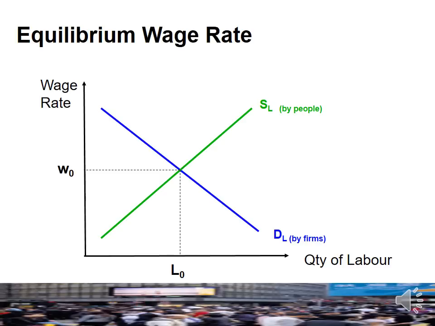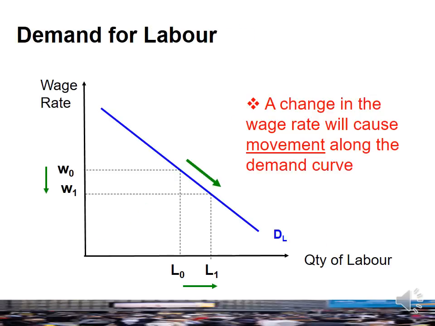Now, as usual, we have movement and shift. A movement is caused by a change in the wage rate, and this will lead to a change in quantity demanded of labor. It depends on whether the wage rate is higher or lower. In this case, when the wage rate is falling, you see an increase in the quantity demanded of labor. That means when wages are cheaper, companies want more workers.